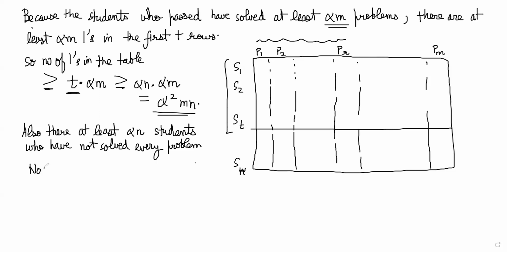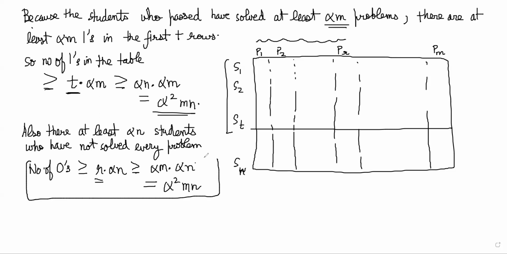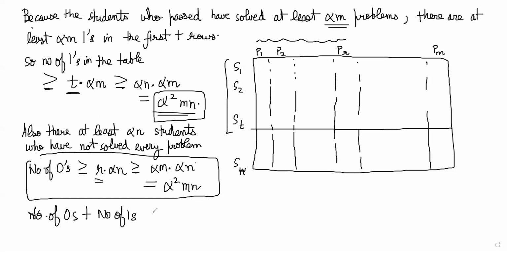So the number of zeros in a similar way is greater than or equal to R times alpha n, and R, which is the number of difficult problems, is greater than or equal to alpha m. So that will be equal to alpha m times alpha n, which is also alpha square mn, right? So there are at least this many zeros and at least this many ones. So the total number of integers, the number of zeros plus the number of ones in this table, is greater than or equal to 2 alpha square mn, right?